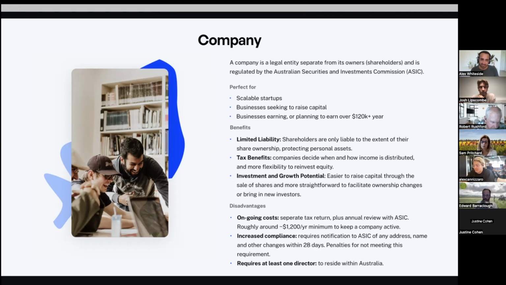And the other challenge is that it requires at least one director at all times to be resident within Australia. So say you and your business partner start a business together, but then you both want to move overseas, you'll have to hire a local director here in Australia to be the local resident, which costs around $5,000 a year or so. So there is that challenge of a company that there's just more compliance, but the benefits usually outweigh those disadvantages by a long shot.